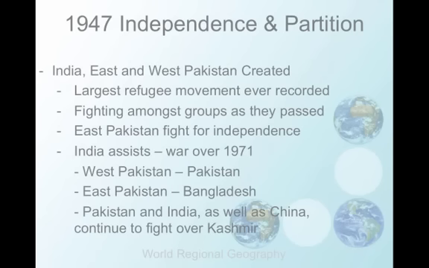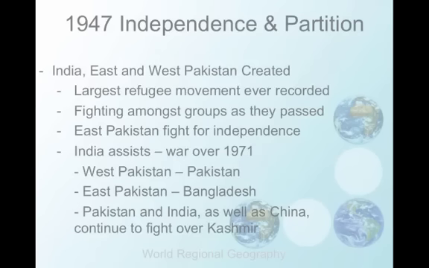The 1947 independence, like I said, created three countries: India, East Pakistan, and also West Pakistan. East Pakistan today is known as Bangladesh. West Pakistan, as I noted, is today known as Pakistan. This time in 1947 and the years after that created the largest refugee movement ever recorded in the entire world. Fighting amongst groups erupted as they passed one another.